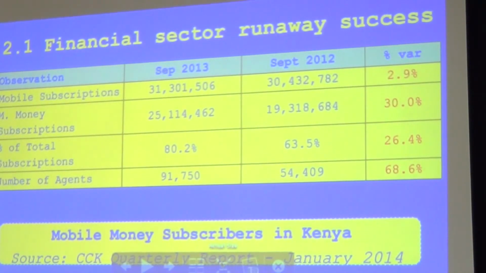Back to another sector, runaway success in the financial sector. These are numbers out of the last CCK report, just before the most recent one, so the numbers were as of end of last year. I'm not quite sure about the dates, but isn't financial services innovation like M-Pesa a runaway success? So if that could be a runaway success, why not in agriculture? Why not in health? We don't know.